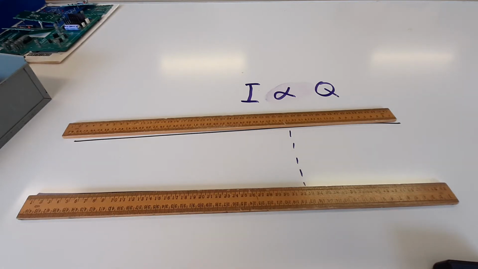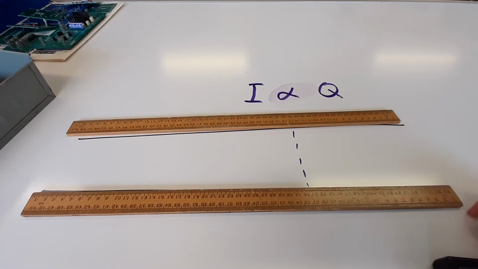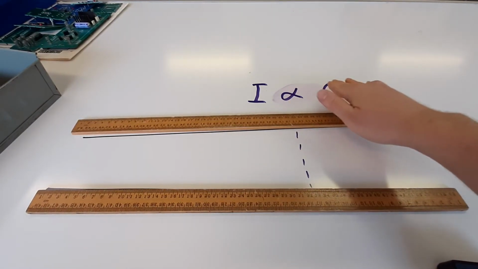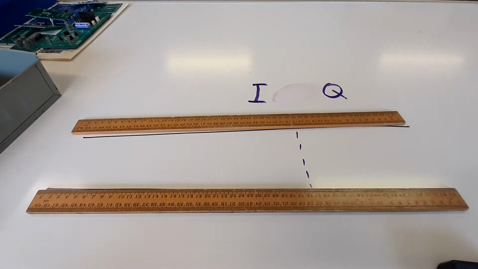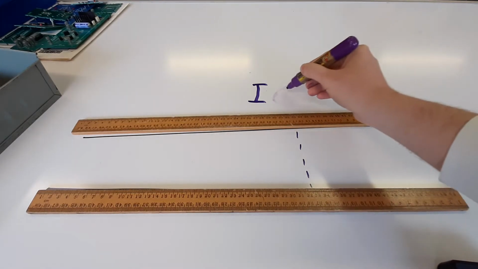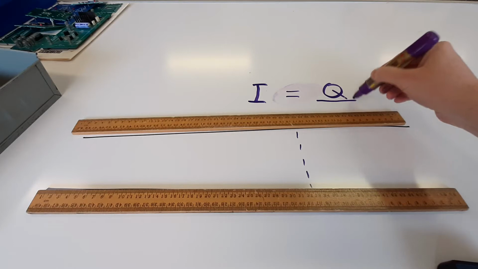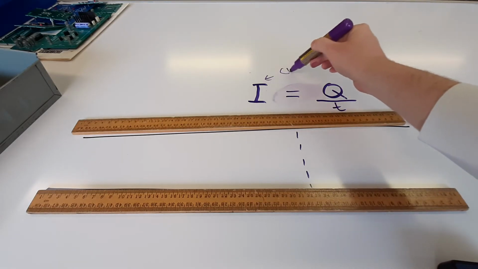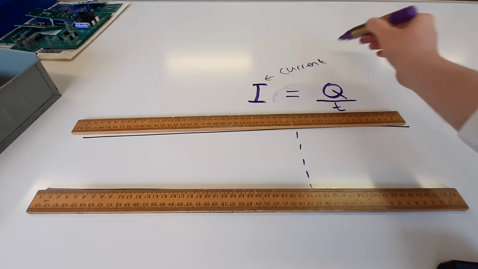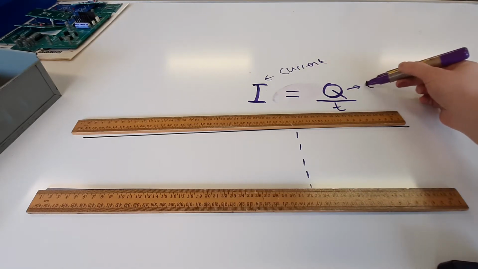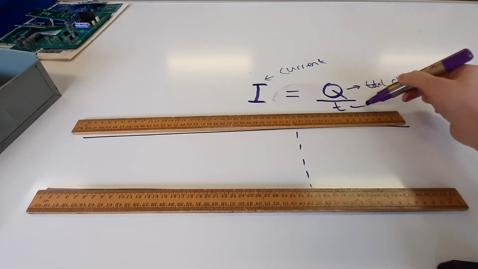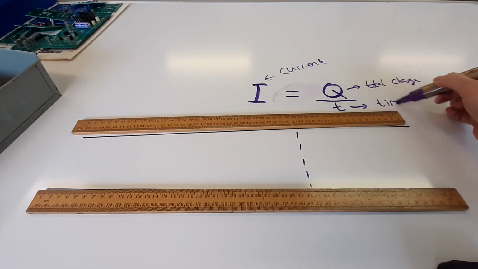And then we change our formula from I being proportional to Q, to now I being equal to Q over t. So I is current, Q is total charge, and t is equal to time.